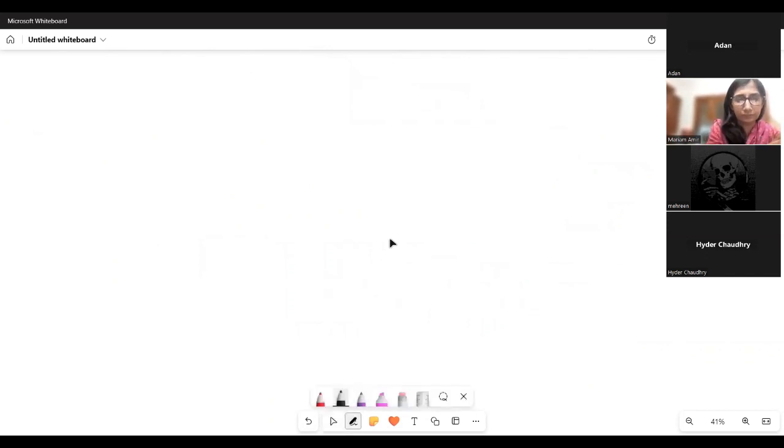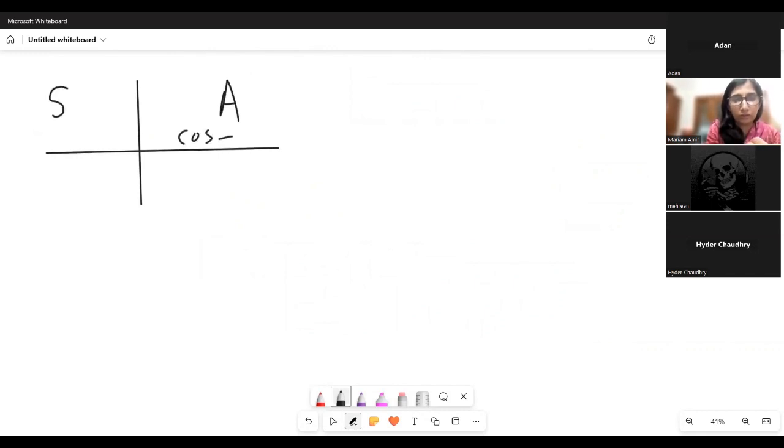What is cos 90? This is add, this is sugar. Cos is positive here and cos is negative here, and cos 90 is 0.